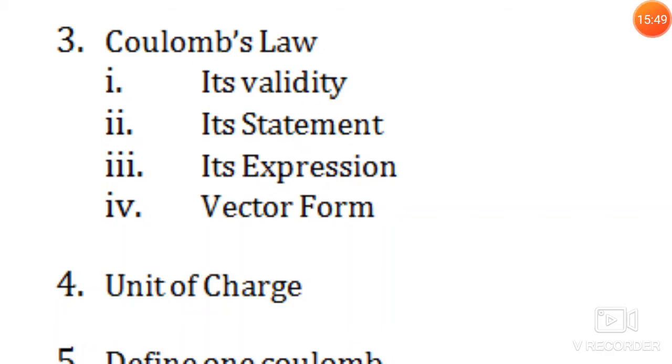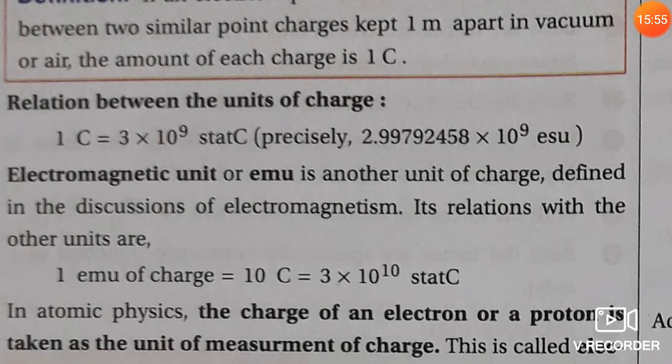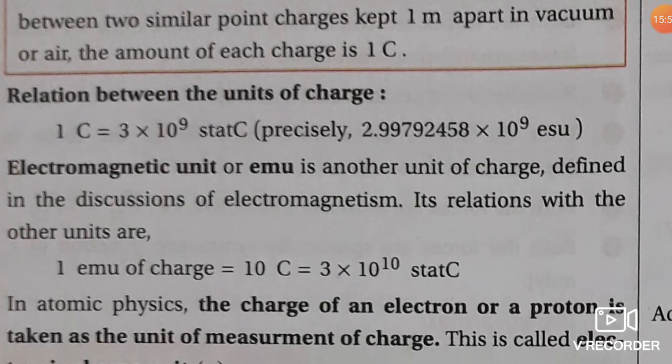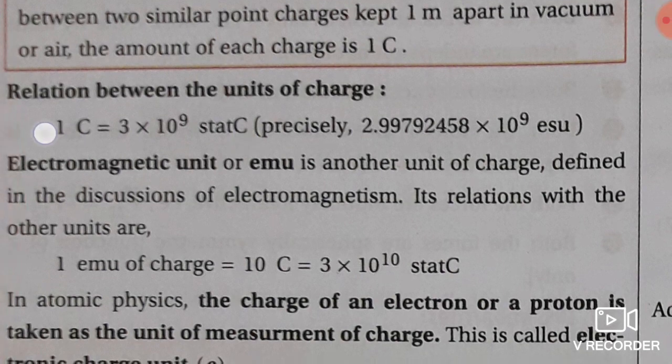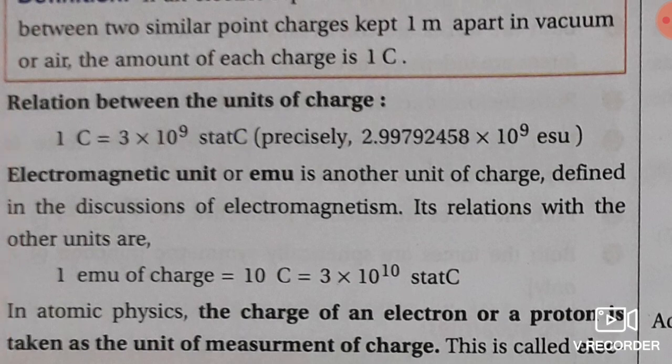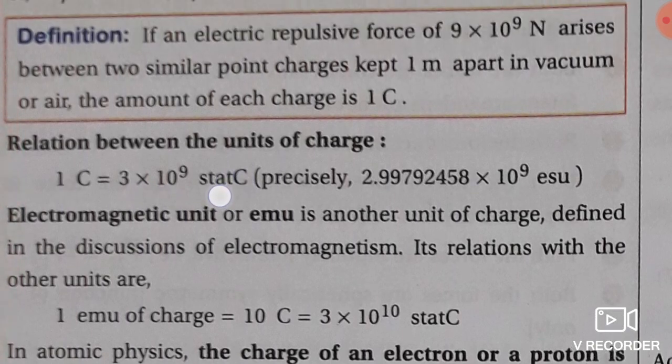Let us now discuss point number 4, unit of charge. The SI unit of charge is coulomb and the CGS unit of charge is stat coulomb, and the relation between coulomb and stat coulomb is 1 coulomb is equal to 3 into 10 to the power 9 stat coulomb.